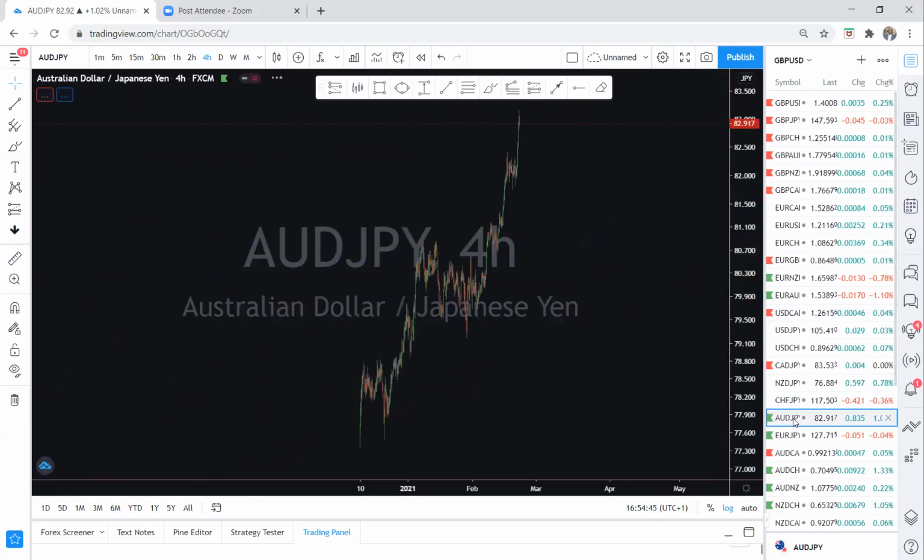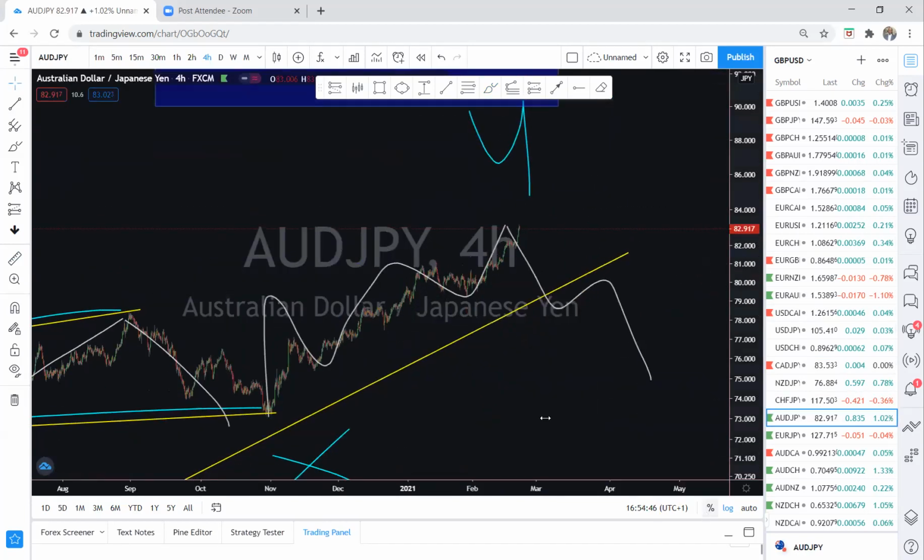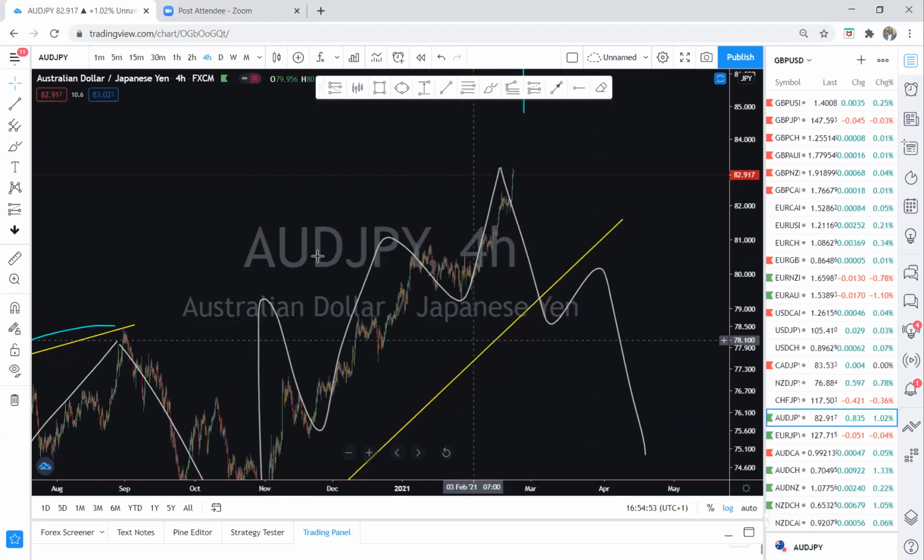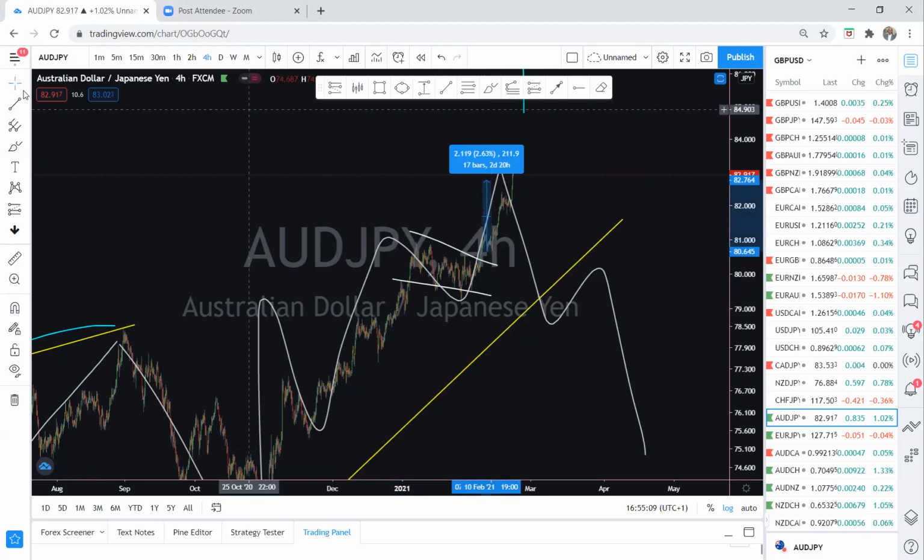Okay, AUD JPY. All right, at this stage, let there be a correction. Do not buy. It has bought so much. From here, we took a trade. This was our setup. If we don't see a decent correction, we don't take a trade. From here, we took a trade, and I think we made about 150 pips before I got out of the trade.